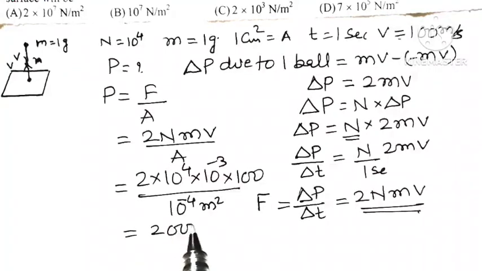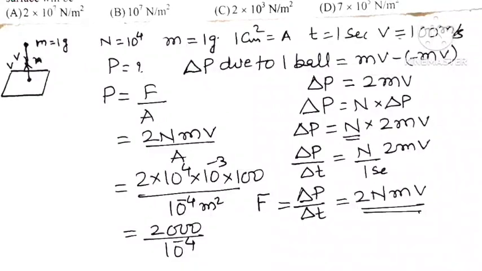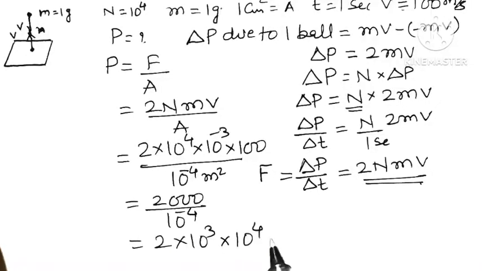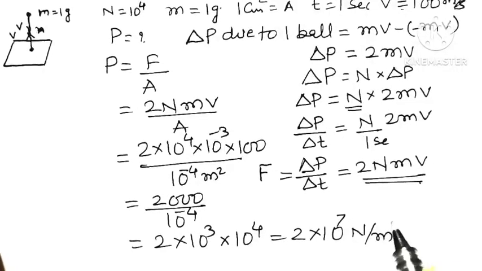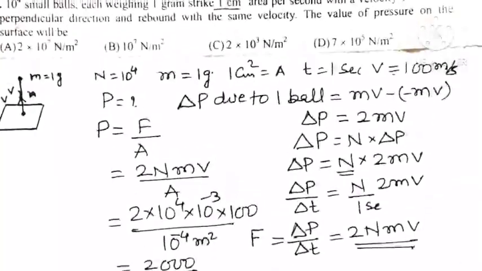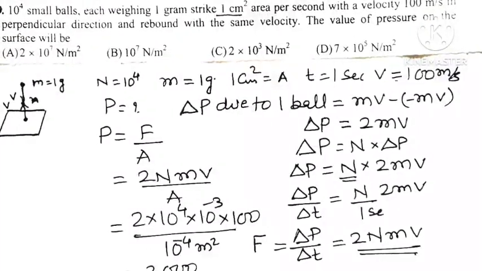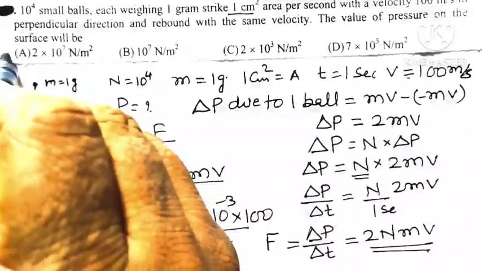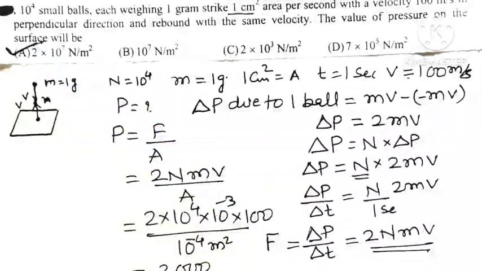So 2000 divided by 10 to the power minus 4 means 2 into 10 raised to 3, and the minus 4 comes to the numerator, becoming 10 raised to 4. So this is 2 into 10 to the power 7 Newton per meter square. Out of the 4 options, option A, 2 into 10 to the power 7 Newton per meter square, is the correct option for this question.